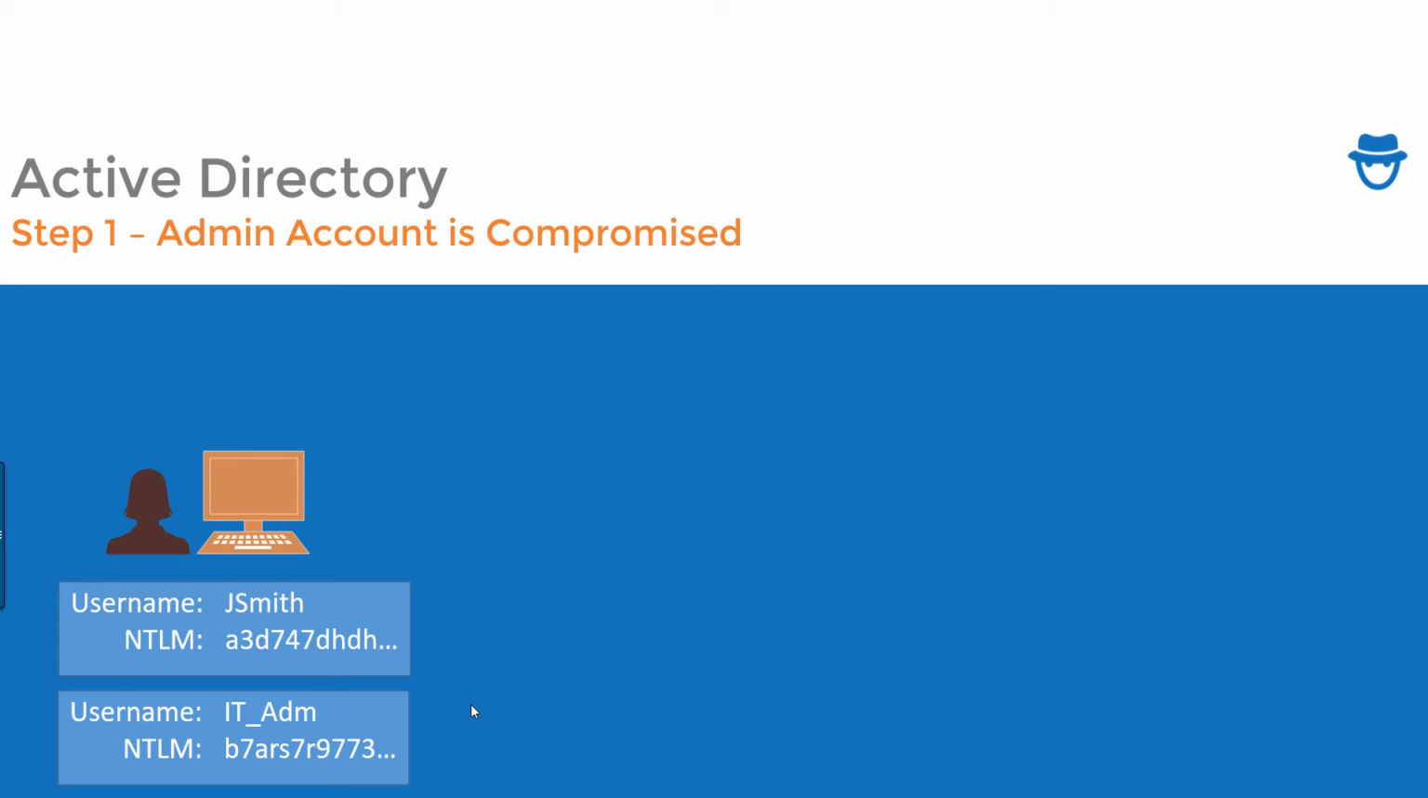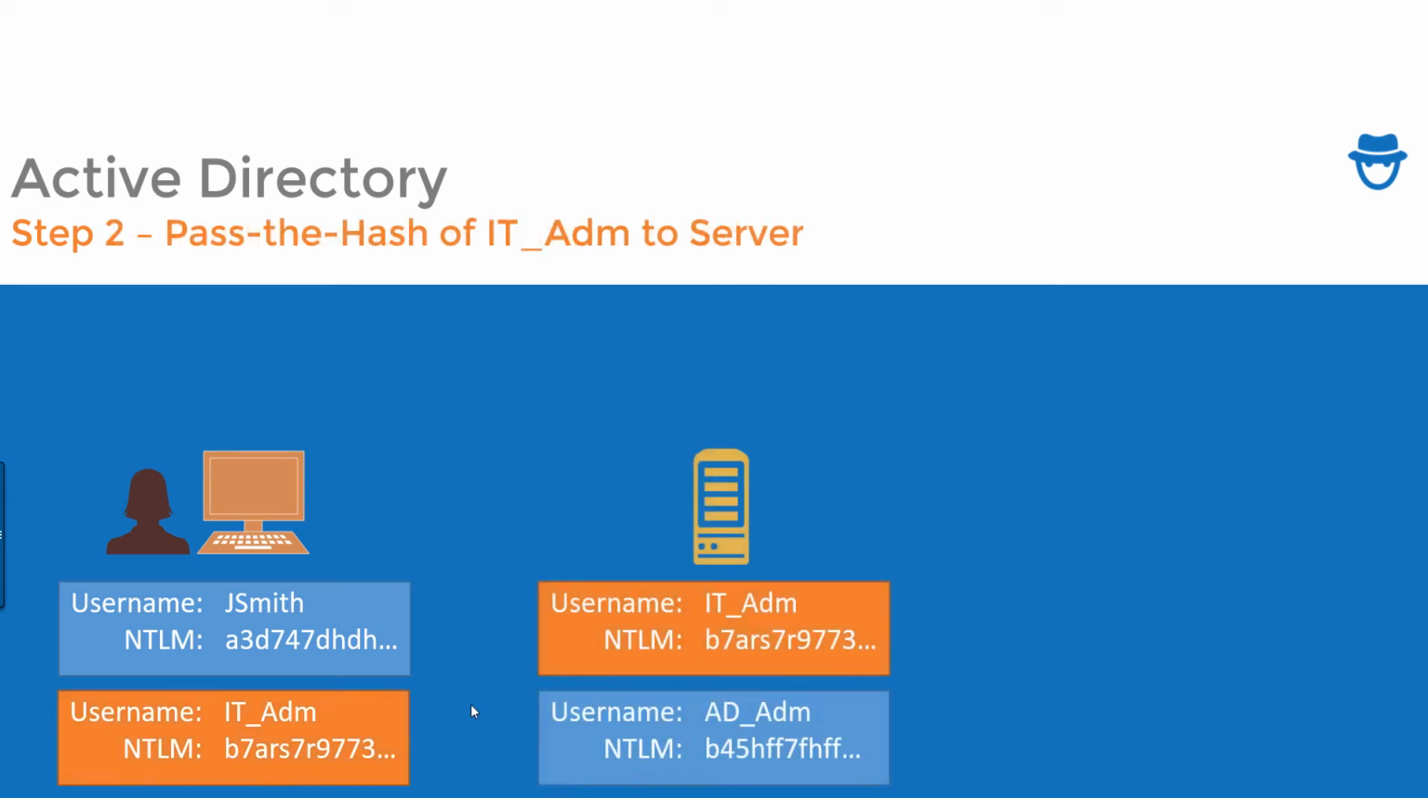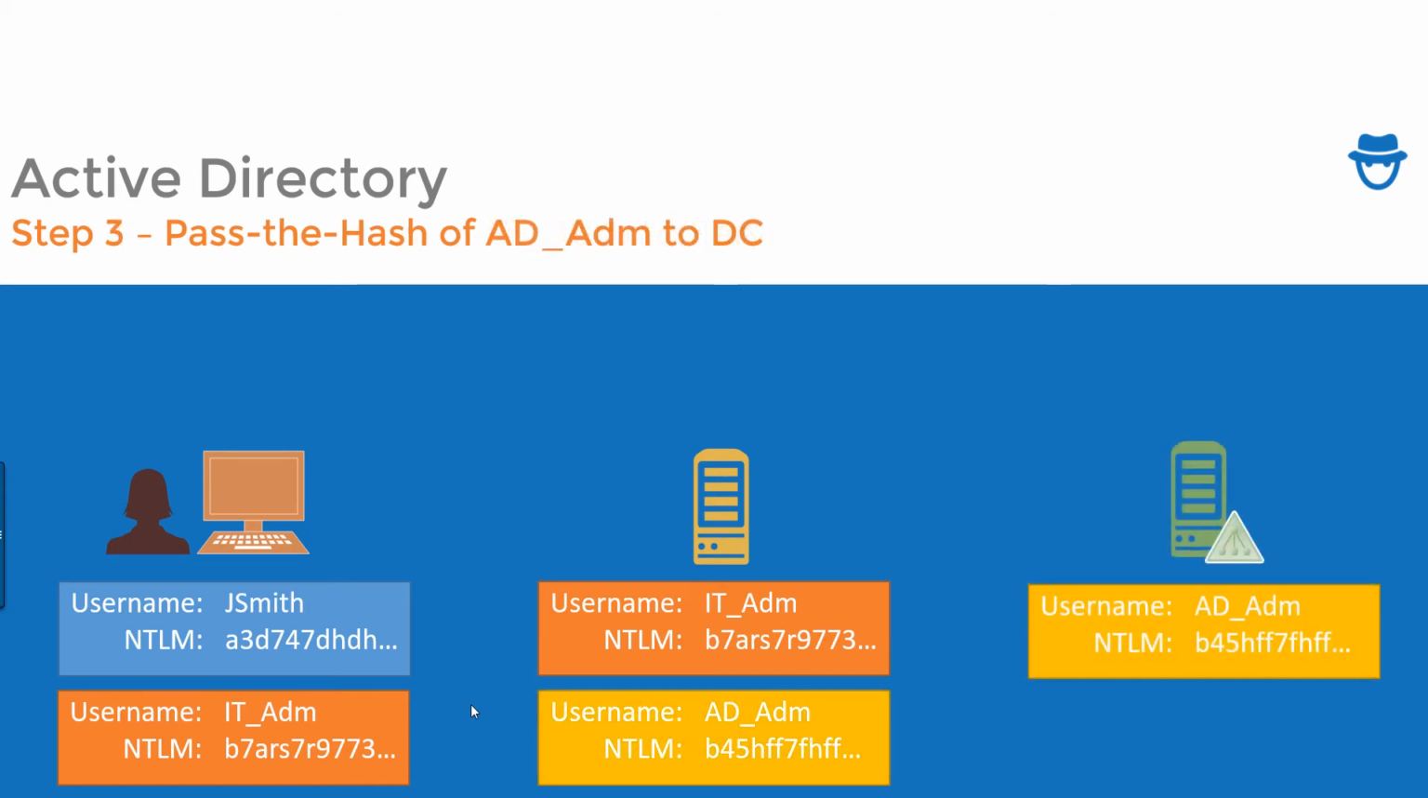In this case, let's imagine that's the IT administrator account. Then they can use that account and replay that password hash to other systems and give them access to any systems, and also the other password hashes that are stored on those systems, and continue to move laterally until you get to your ultimate target. So let's take a look at how this works in practice.